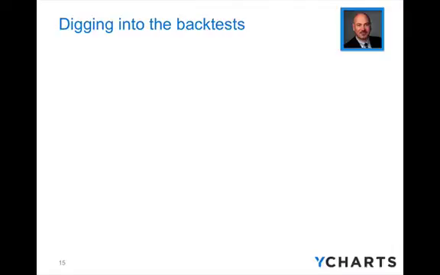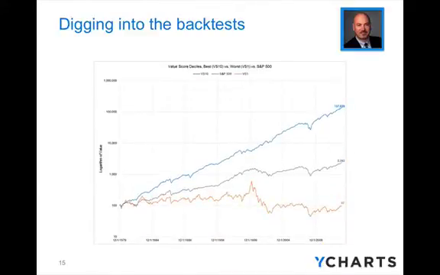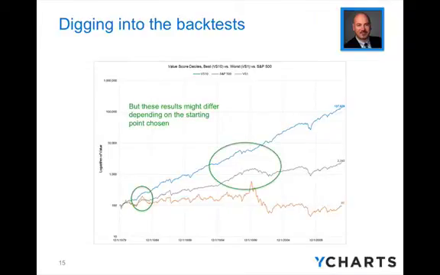Now let's dig into the backtests a little bit. We know that over the long term, the value score works really well. This is exactly the kind of chart that we'd like to see. However, there are some times during this series that it seems like the S&P 500 or maybe the VS1 group is actually outperforming the VS10 group.